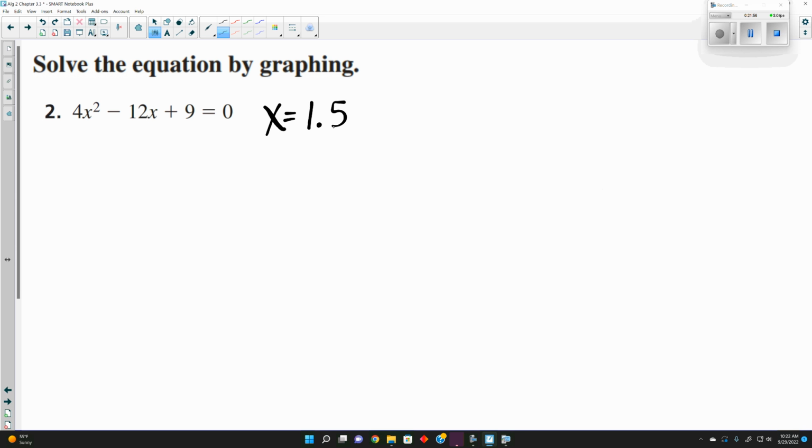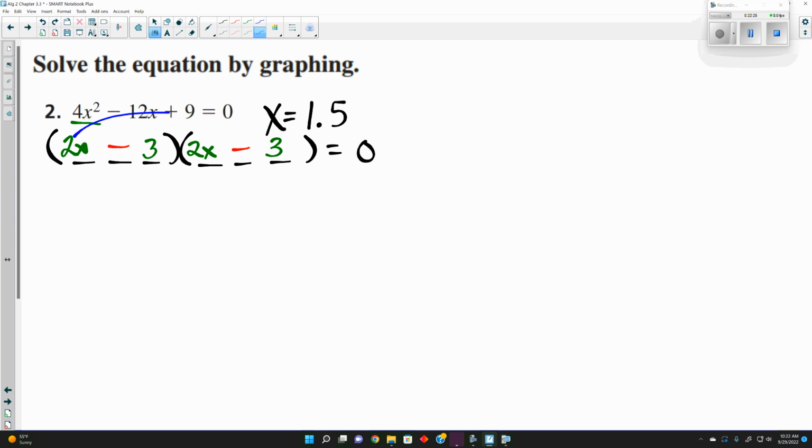Because here, we could factor this equals 0. Since the third term is positive, the signs are the same and they match the sign of the middle term, which is negative and negative. The factors of 4x squared are going to be 2x and the factors of 9 that we're going to use are... and if we check this here, 2x times negative 3 would be negative 6x. Negative 3 times 2x is negative, which gives us negative 12x.